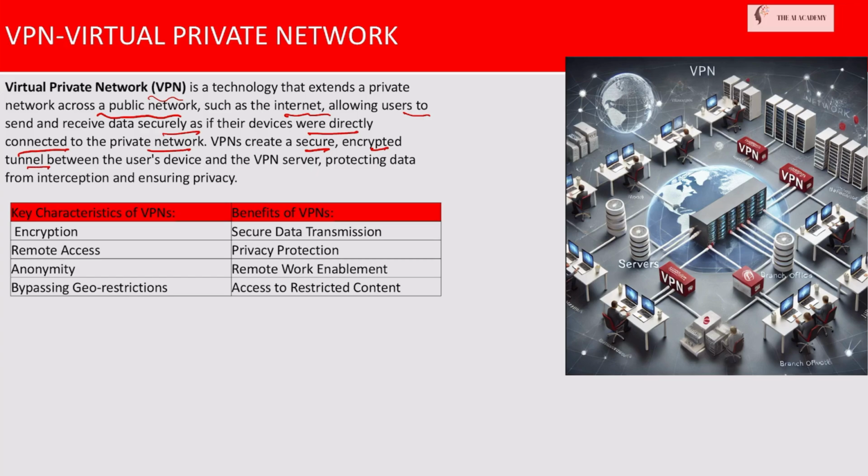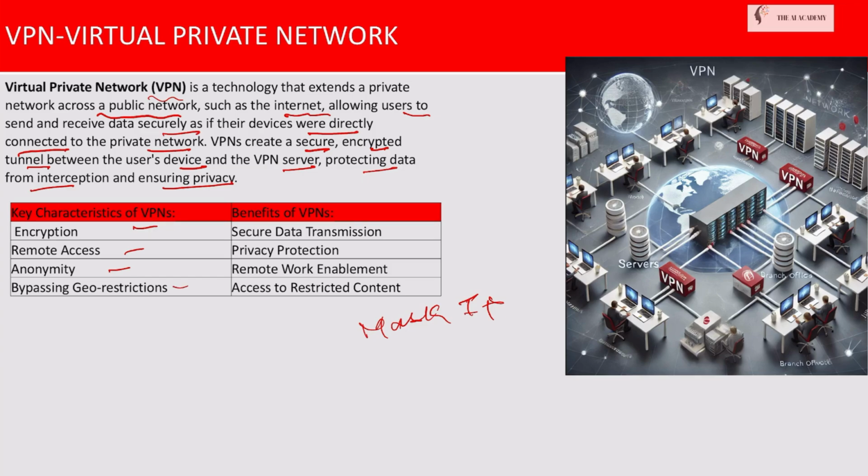VPNs create a secure, encrypted tunnel between the user's device and the VPN server, protecting data from interception and ensuring privacy. They use strong encryption protocols to secure data transmitted over the public network, making it unreadable to unauthorized parties. They enable remote users to access resources on a private network from anywhere in the world, providing flexibility and convenience. They can mask the user's IP address, enhancing online privacy and preventing tracking by websites and third parties.